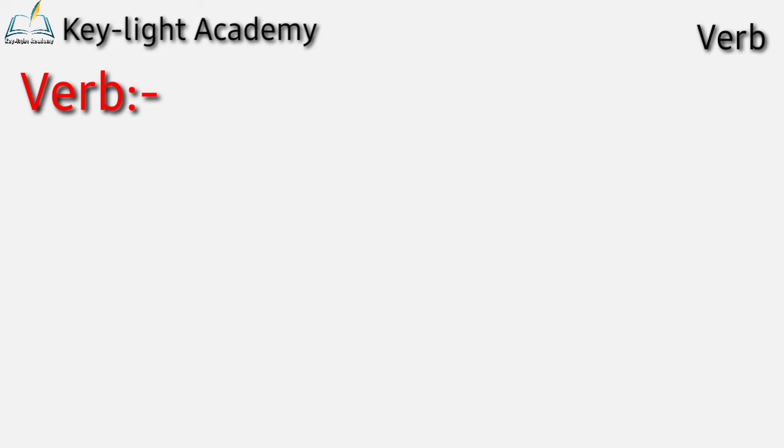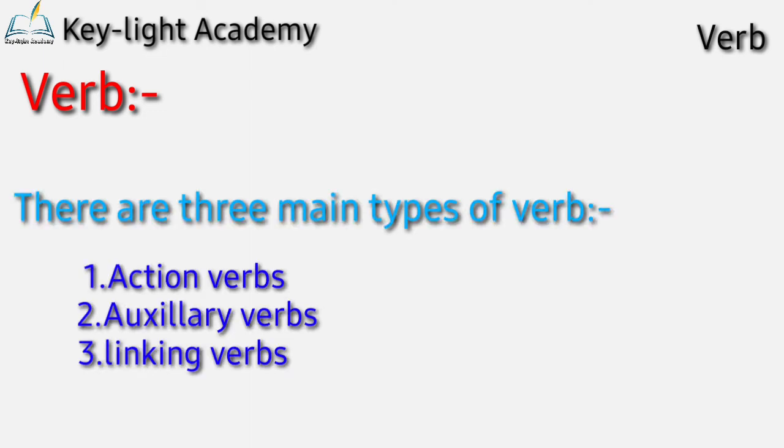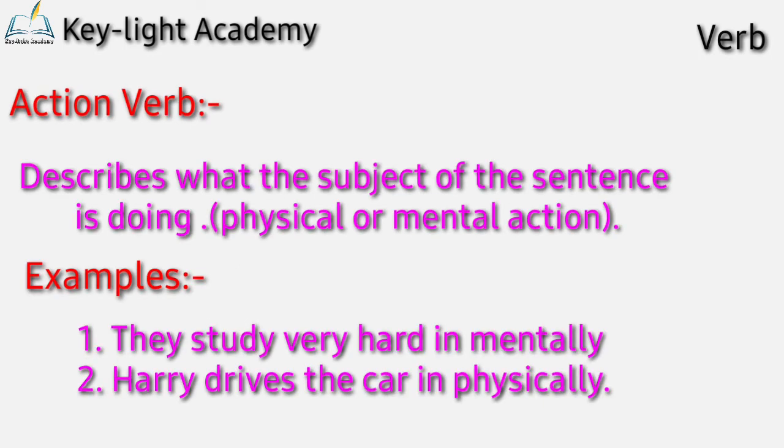Verb. There are three main types of verbs: action verbs, auxiliary verbs, linking verbs. Action verbs describe that the subject of the sentence is doing a physical or mental action. Example: the referee heard mentally. Harry drives the car physically. Driving is related to the physical, whereas studying is related to the mental.